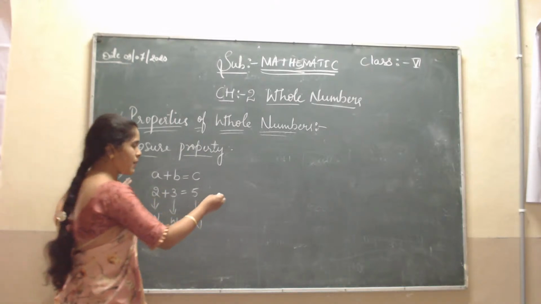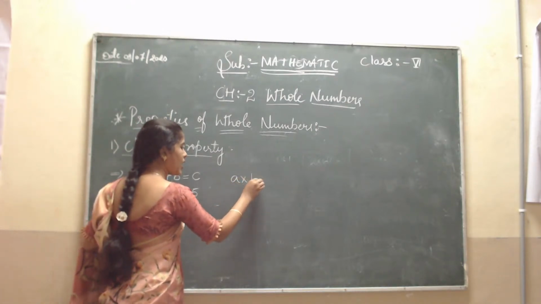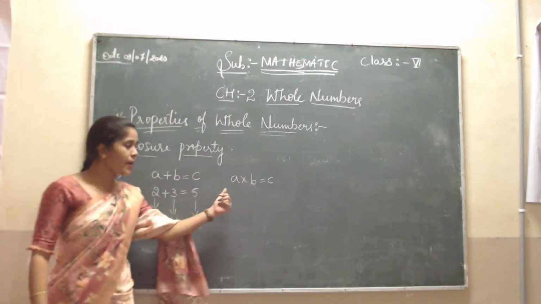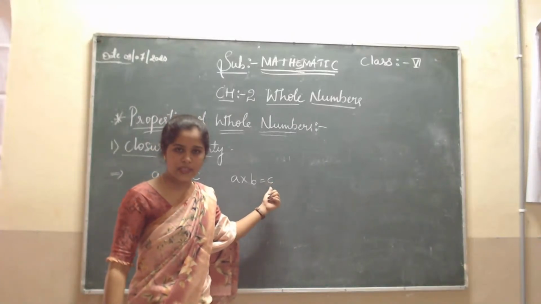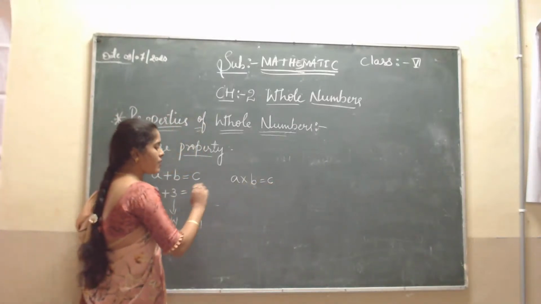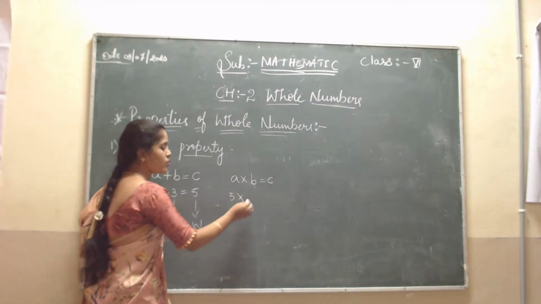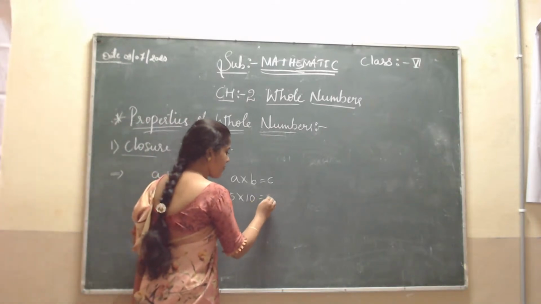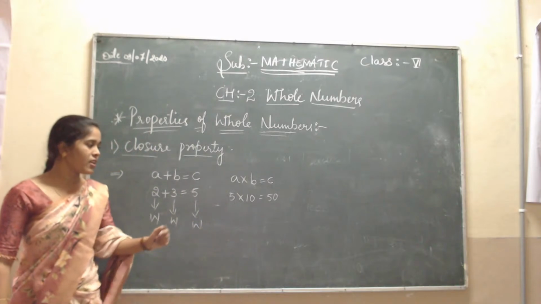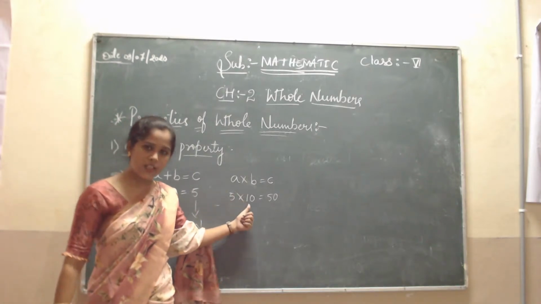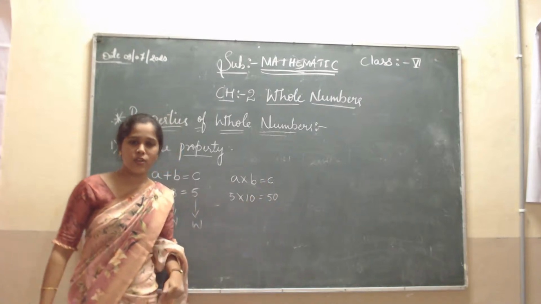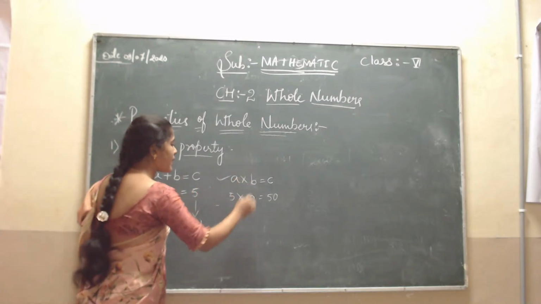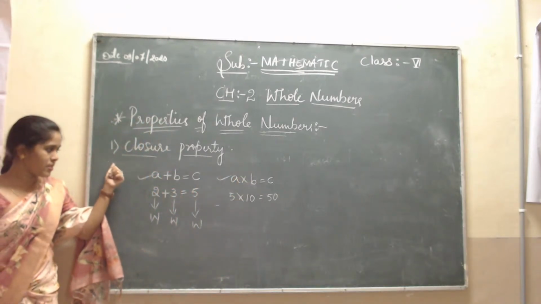Let's see, in multiplication, a into b equals c. This a, b and c are whole numbers. Dear students, take another example, 5 into 10. 5 into 10 is, yes, 50. 5 tens are 50. 5 is a whole number, 10 is a whole number, and 50 is also a whole number. So here, in addition and multiplication, this property applies.